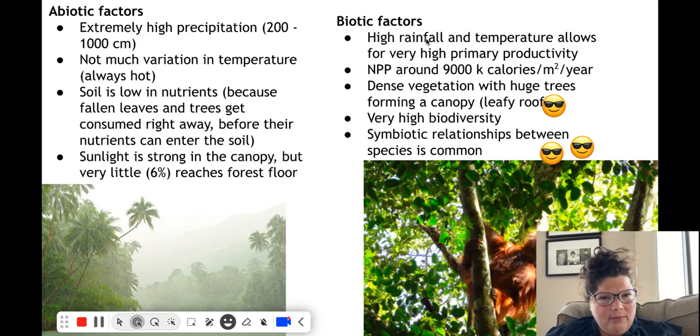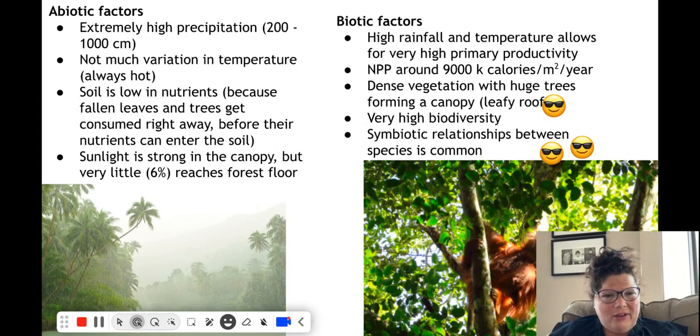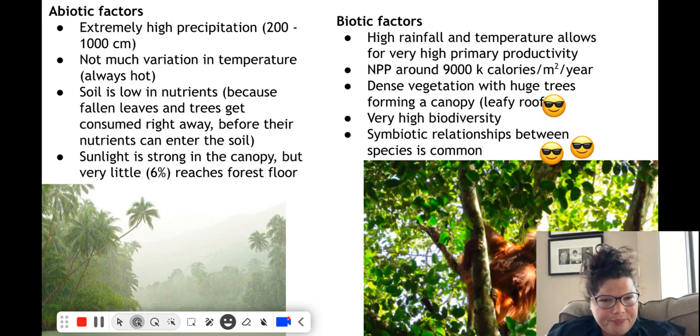Super high rainfall allows for very high primary productivity. NPP, 9,000 kilocalories per meter squared per year. Huge. Dense vegetation with huge trees. We've got this gorgeous canopy up top, which is like a leafy roof, and that provides for very high biodiversity. And there's a lot of symbiotic relationships that we're going to talk about between these species.